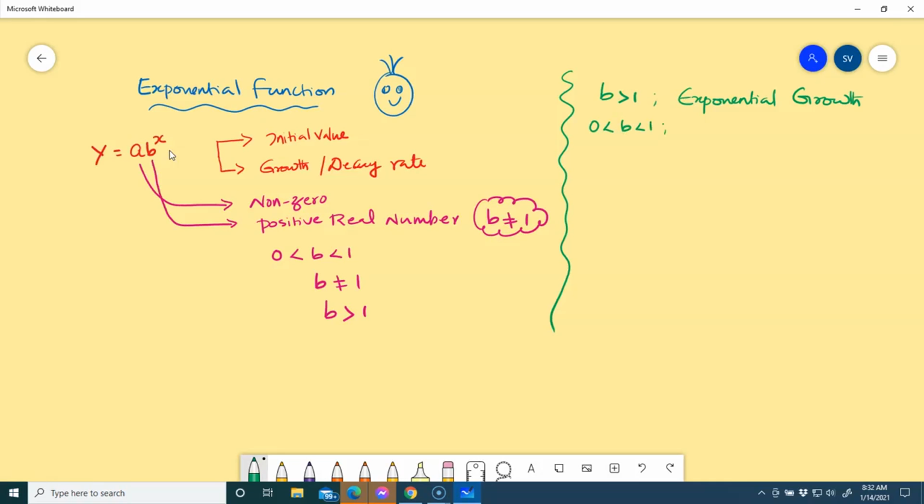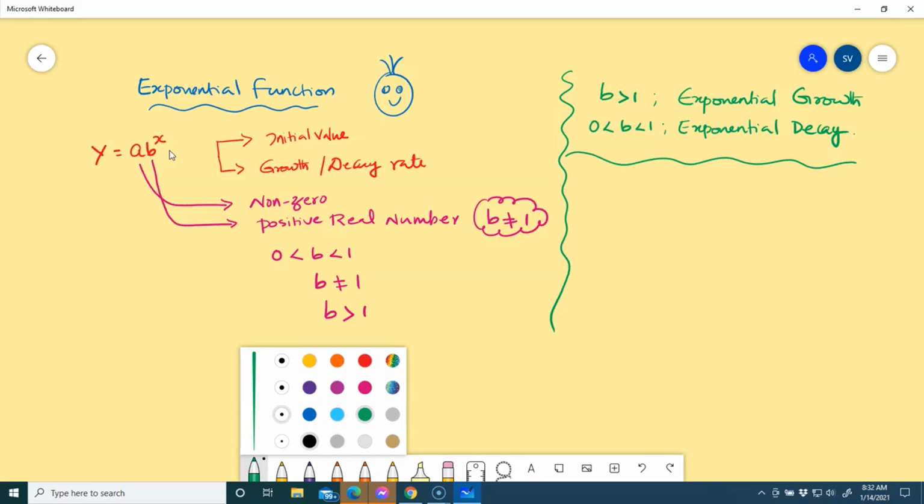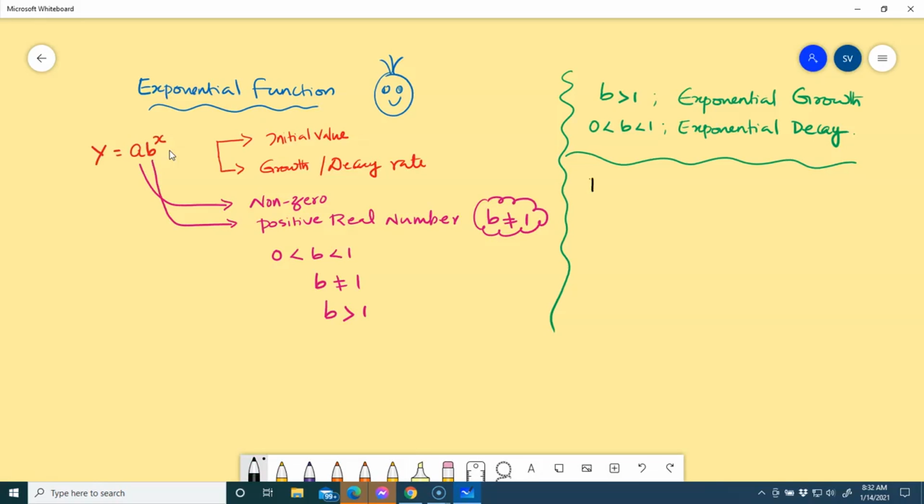So that will be a function with a decay, or we will call it a function with exponential decay. This is the very basic information we should have when we reach this point to study the exponential function. Now when we are studying a function, we will study the domain and range. What will be the domain, and what will be the range?